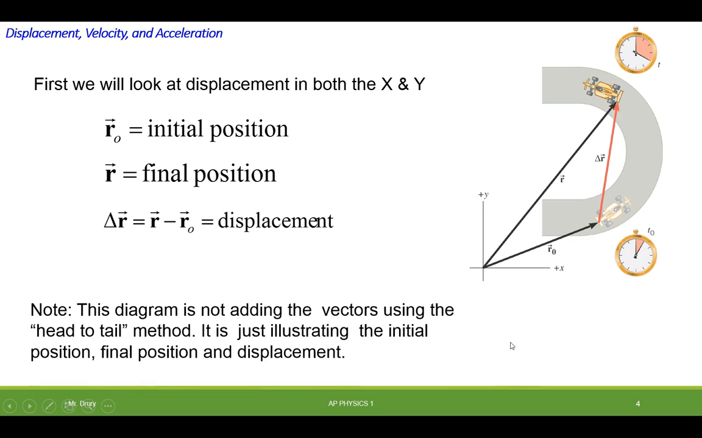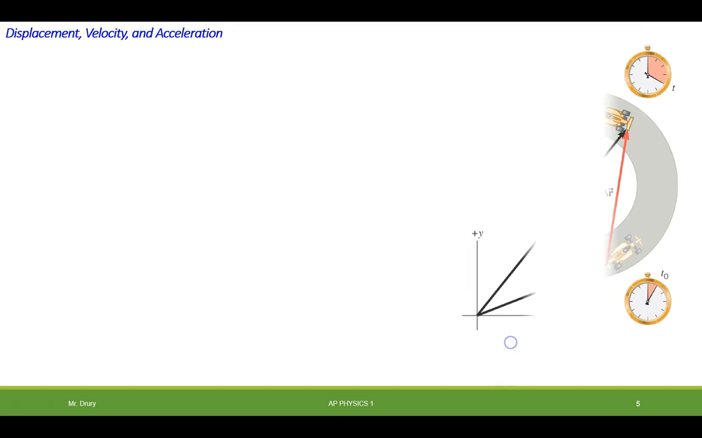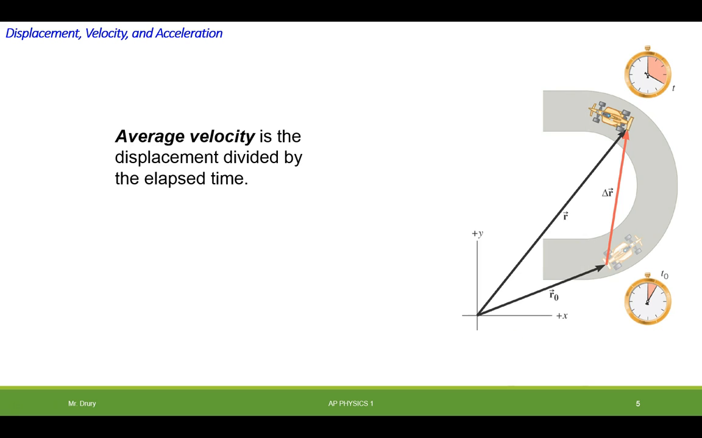And I also wanted to put a little note here that this diagram is not like adding vectors the head-to-tail method. It's just showing the final and the initial and the change between the two. All right, so now we know displacement. Once we have displacement, we can get the idea of average velocity. This is just taking the displacement and dividing it by the elapsed time. And it's no different from the last time. But now this displacement may have some amount in the x and in the y. As you can see here, some in the x and some in the y.